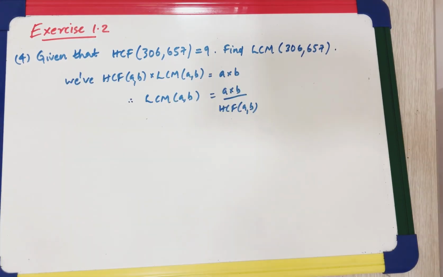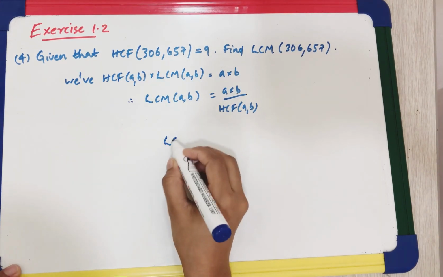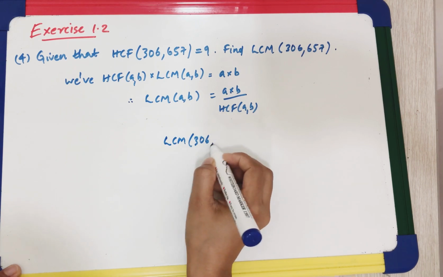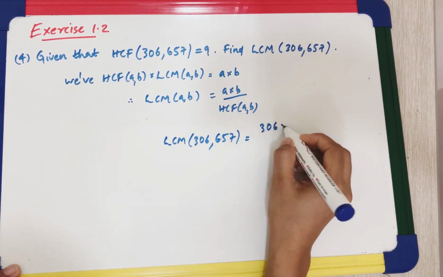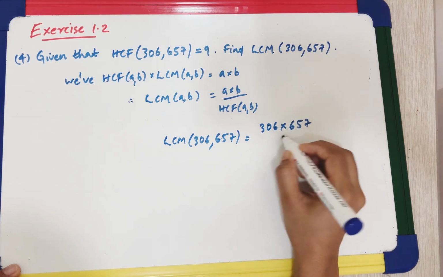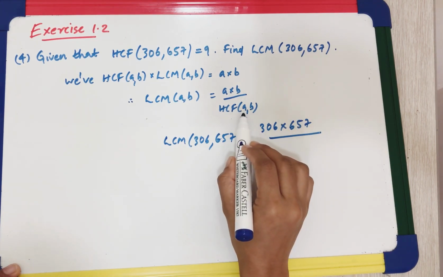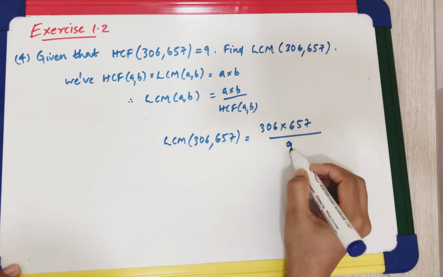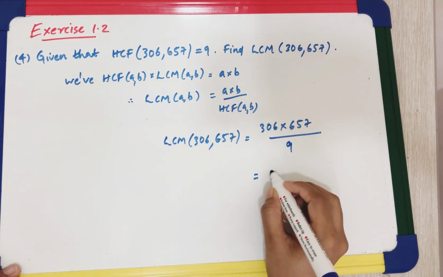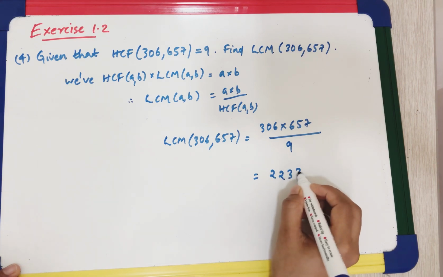Therefore, LCM of 306 and 657 will be 306 into 657 divided by HCF of 306 and 657, which is given as 9, which is equal to 20,338.